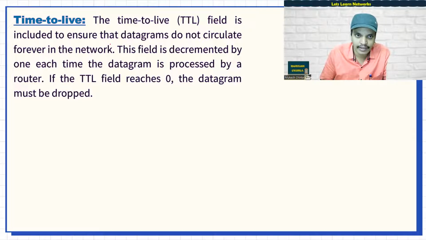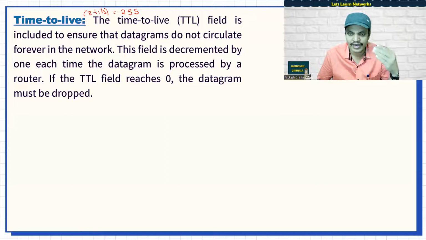This is 8 bits in length. Of these 8 bits, the maximum value I can have is 255. Let me assume it is 255 seconds. So for every second, it gets decremented. If it does not reach the destination before your timer reaches 0, then that datagram must be dropped or discarded. If it reaches the destination before the TTL field expires, then it's fine.